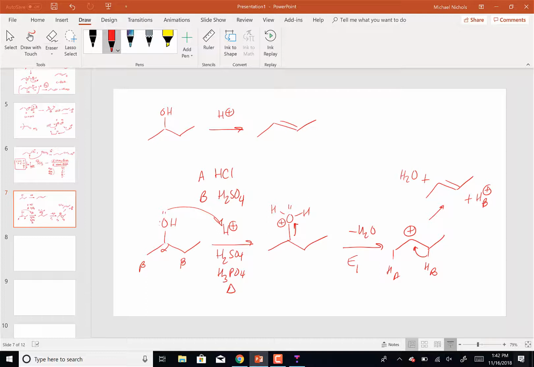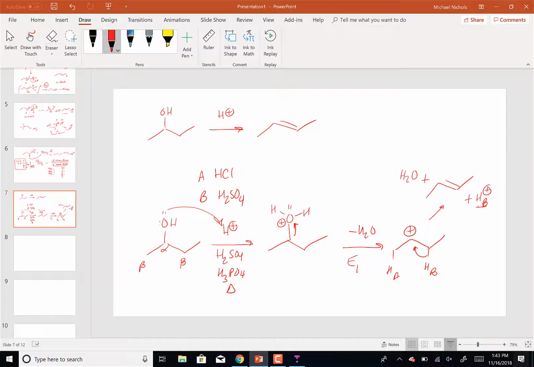Is it electron rich or electron poor? Rich. It's rich because the pi bond is the electron richness. So I've got two nucleophiles, and if I try and react water with an alkene, no reaction, because two nucleophiles don't react together. I need an electrophile. So I throw in my acid as my catalyst.